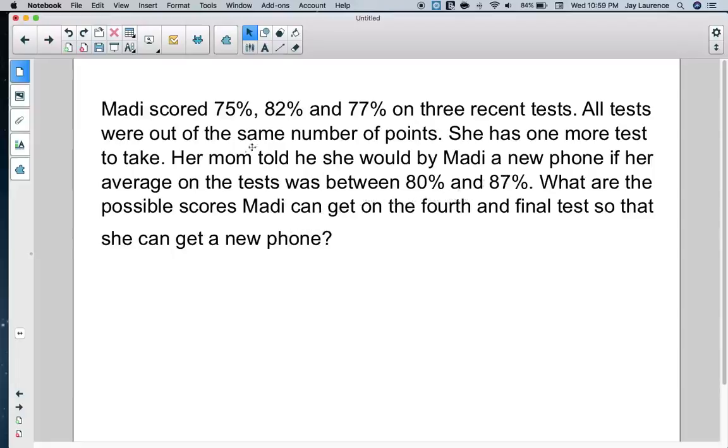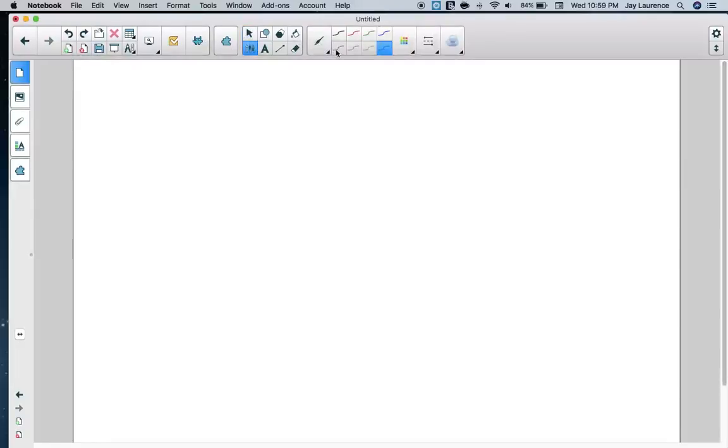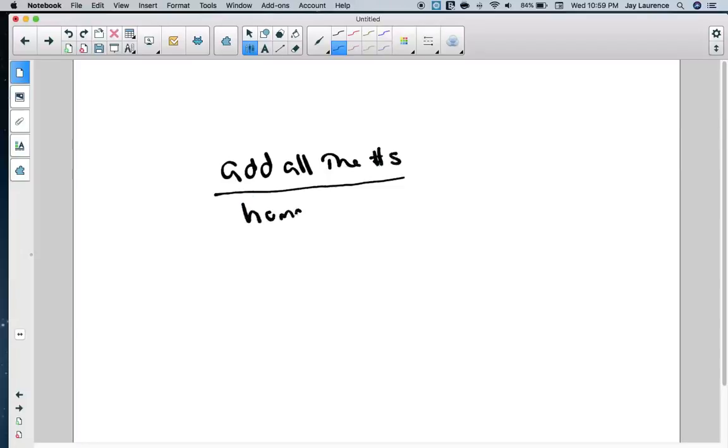What are the possible scores Maddie can get on the 4th and final test so that she can get her new phone? You know, before you do a problem like this, you have to stop and ask yourself, how do I get an average? Well, to get an average, don't you add all the numbers and then you divide it by how many numbers there are?